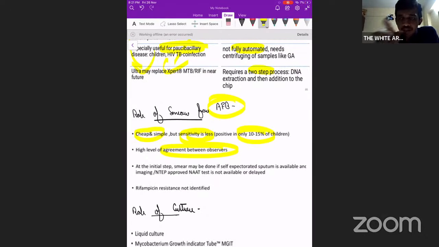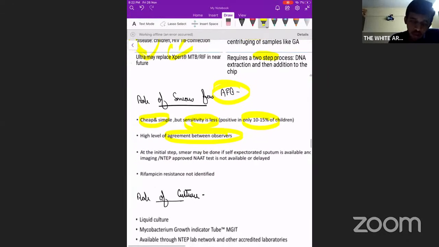So the role of acid-fast bacilli is in a resource poor setting, when CBNAT is not available or there is an expected delay for CBNAT, that is when we can use acid-fast bacilli. But the disadvantage is the yield is very poor. Only in 10 to 15% of the children, it turns out to be positive. And one more limitation is we cannot know the drug sensitivity pattern.